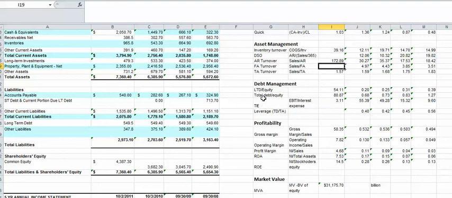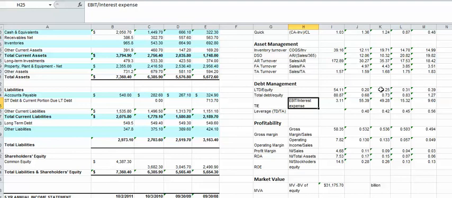Now, the times interest earned ratio, TIE, looks at the income statement rather than the balance sheet and says, is this debt burdensome? And so we take earnings before interest and taxes divided by interest expense. And what that is telling you is how many times can you cover your interest expense. So you can see that Starbucks is covering their interest expense no problem.